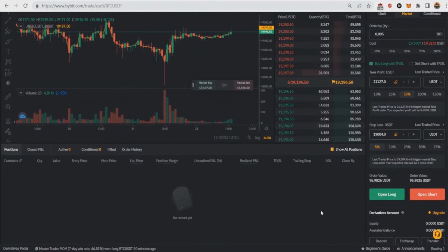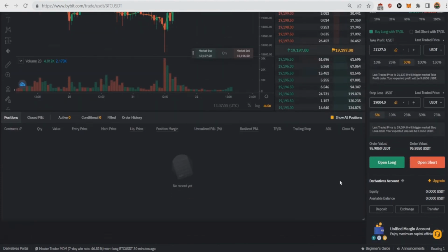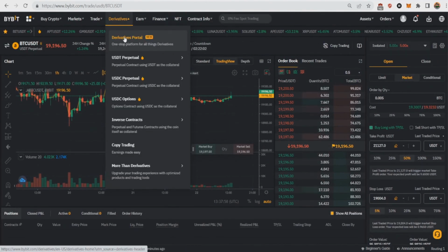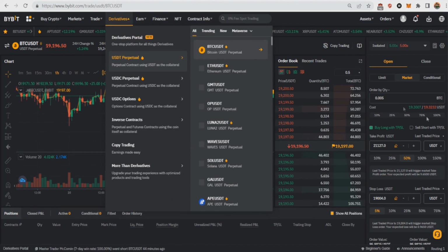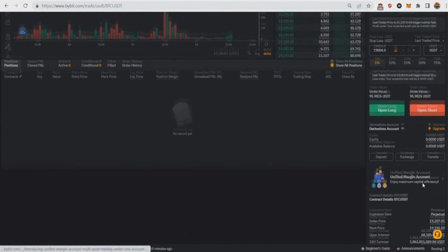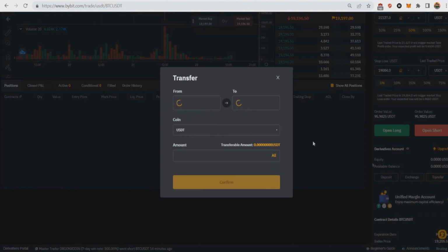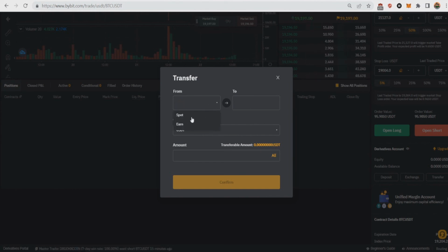Another really important thing is, how do you put money on your derivatives? Basically, we're here again, like I said, on USDT perpetual BTC. Then at the right, you just go down and click on transfer, and then you can just transfer from your spot wallet to your derivatives account, guys. So it's really easy. As you can see, this takes forever to load. My excuses, I don't know what's wrong with my internet, but as you can see, you can just transfer from your spot to your derivatives. And if you want to move from your derivatives back to your spot, it's really easy as well, guys.